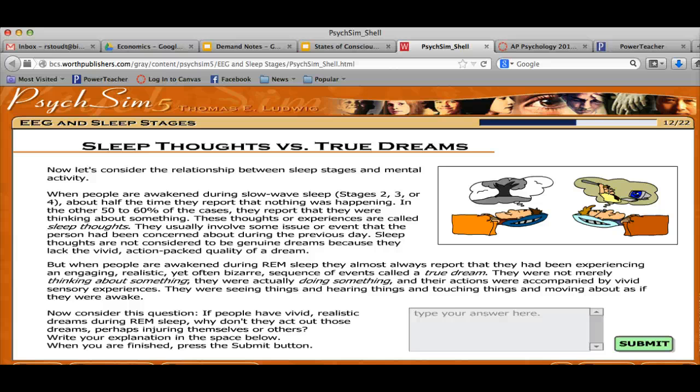So now consider this question, and this is your last question on your quiz. If people have vivid, realistic dreams during REM sleep, why don't they act out those dreams, perhaps injuring themselves or others? So think about that, and I want you to write your response on the last question on your Canvas quiz.